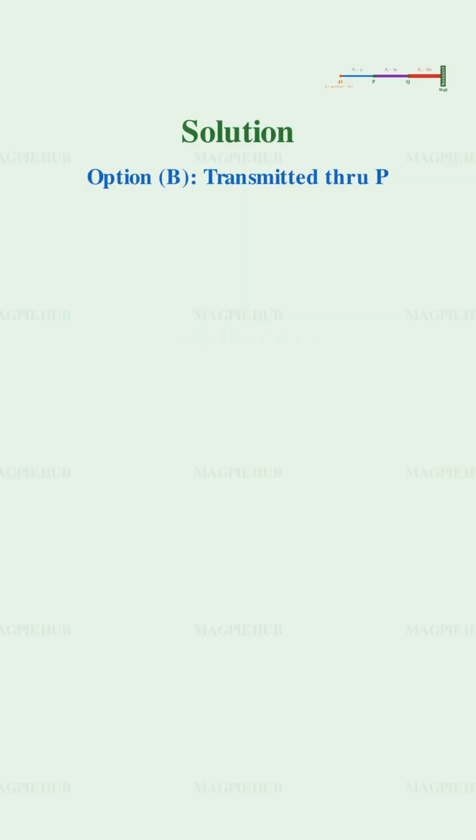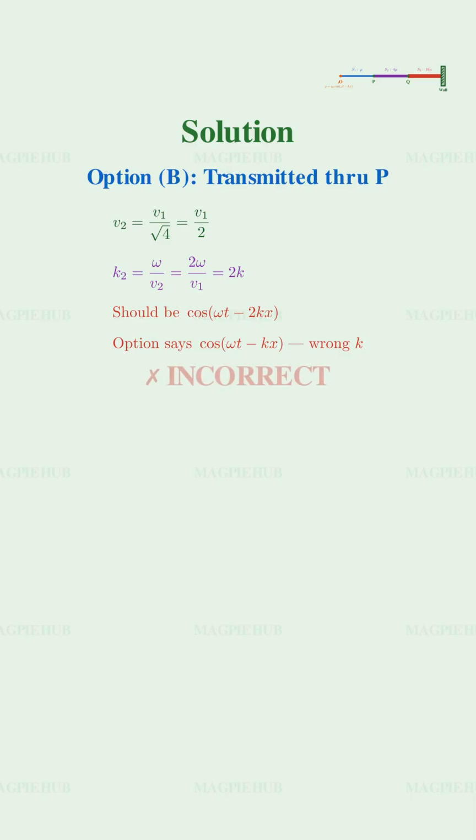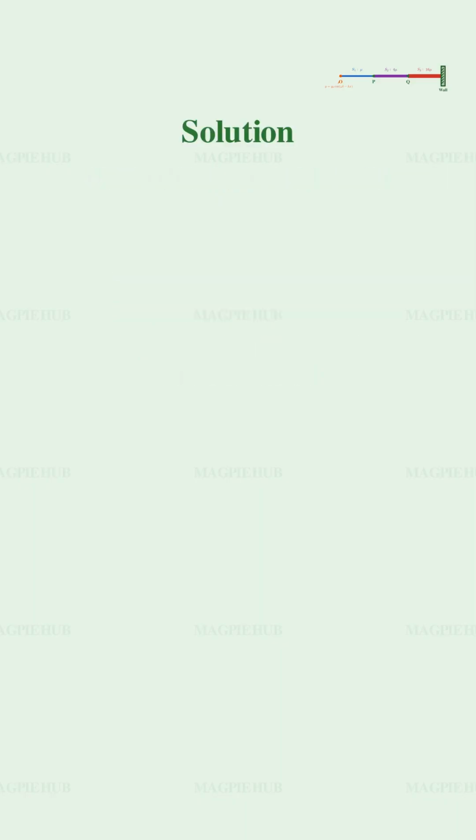Now option B. The transmitted wave through P enters S2. In S2, the density is 4 mu, so the speed is v2 equals v1 divided by root 4, which is v1 over 2. The wave number in S2 is k2 equals omega over v2 equals 2 omega over v1, which is 2k. So the transmitted wave should have wave number 2k, not k. But option B writes cosine of omega t minus kx, using the original wave number k. This is incorrect.